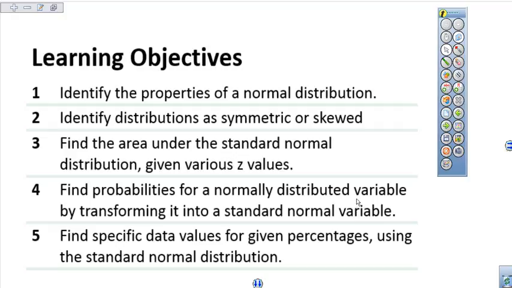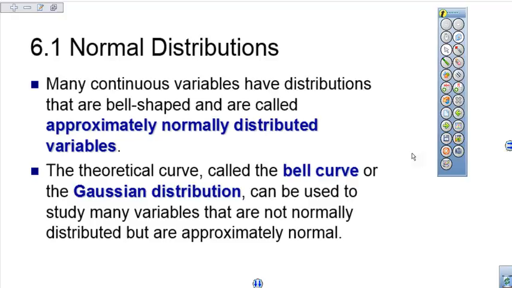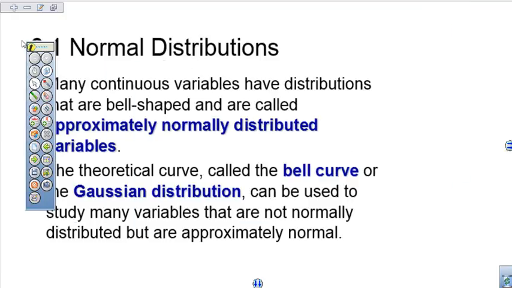All right, so some of the learning objectives: we're going to look at the properties of the normal distribution, and that's what this video will address, so we'll go ahead and just stop right there. So, looking at properties of the normal distribution. Many continuous variables have distributions that are bell-shaped, and they're called normal distributions. So there we go. There's that language.